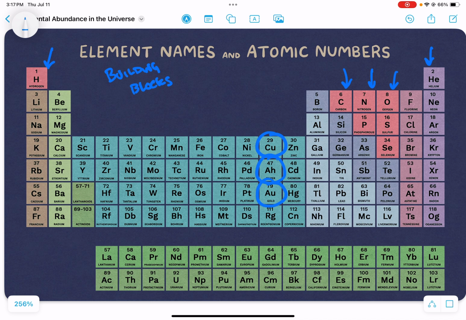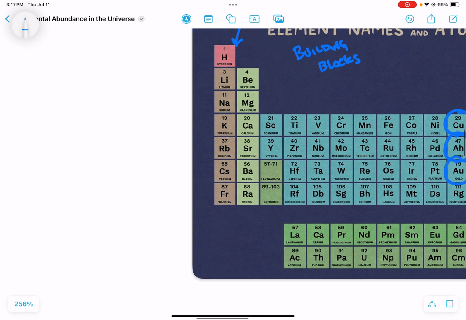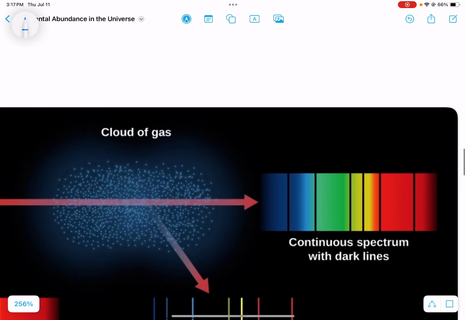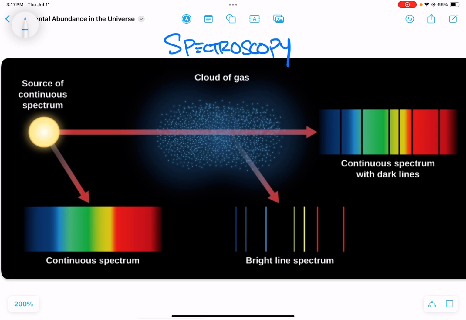How might we even know how much of different elements there are in the universe? Okay, it's not like we can just send out a survey or a census and get that answer. So to do so, we need to first talk about a process that is called spectroscopy. Spectroscopy, okay? Spectroscopy is an ingenious way that scientists and astronomers and physicists have been able to discover the types of elements that are out there in the universe.